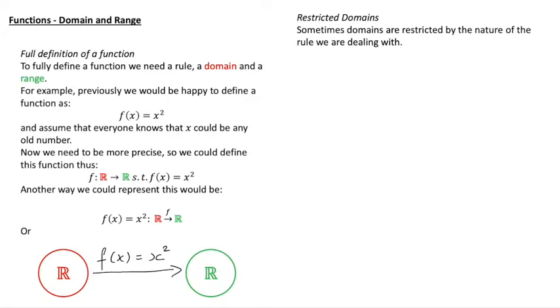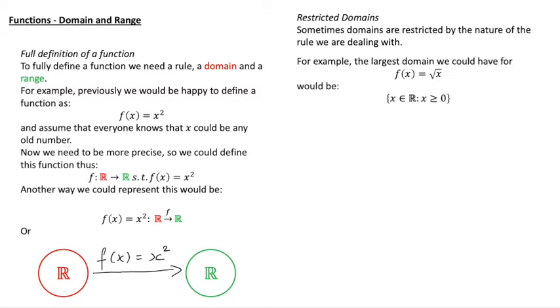Restricted domains. Now, x squared acts on any value of x. Any number can be squared. But sometimes the domains are not the whole of the real numbers. They might be restricted by the nature of the rule we're dealing with. So an example of that is that for the rule f of x equals root x, we have to stipulate that x can be a real number, but x has to be greater than or equal to 0. We can't square root negative numbers.